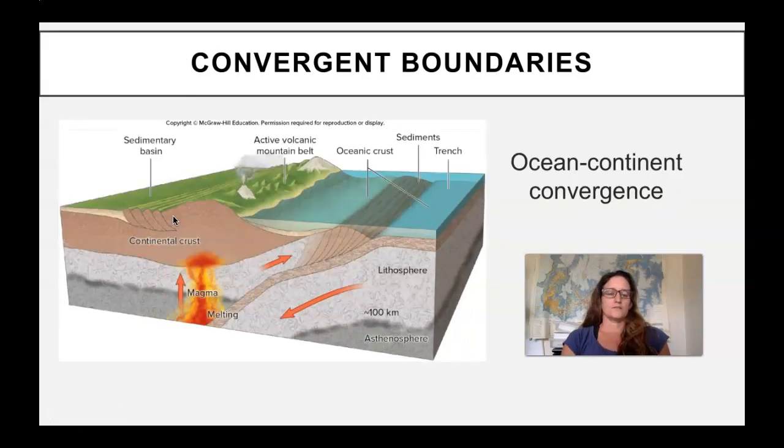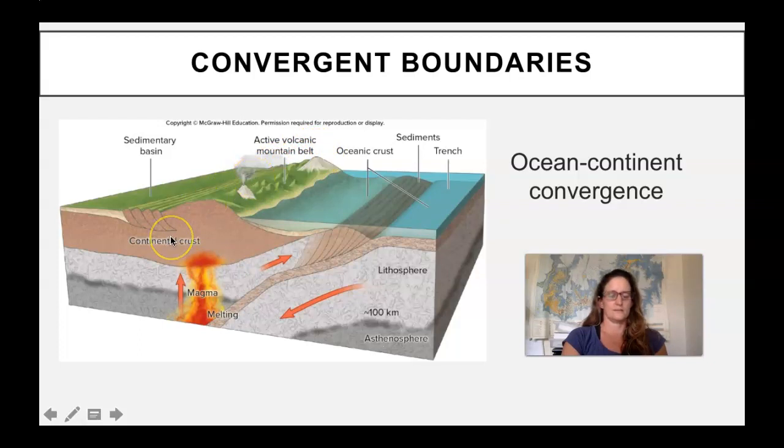At a convergent plate boundary with ocean and continent, same thing. You have the old oceanic crust going down, the accretionary wedge of sediments. The melting is different. It's going to melt and pick up and assimilate and melt a little bit of this continental crust. So the nature of the volcanoes are a little different, but you have a mountain belt with volcanoes along that continent.